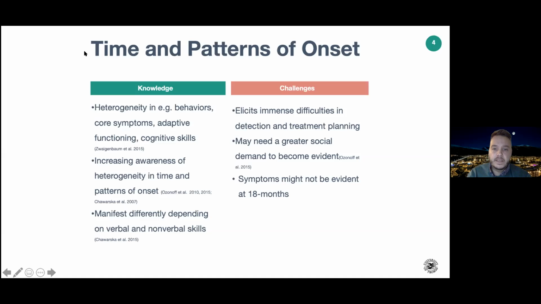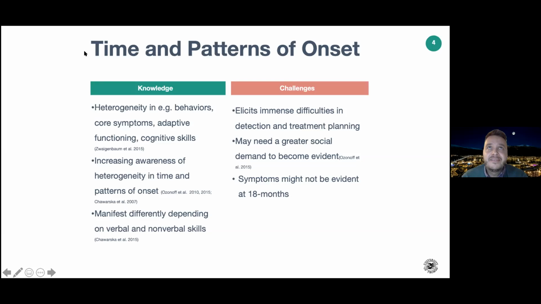We also know that there needs to be a greater social demand for the disorder to become evident, and that's why they changed the criteria in the DSM-5. Instead of saying that it had to be present before the age of 3, it was changed to in the early developmental period, because we know that some might have patterns that occur later than others.